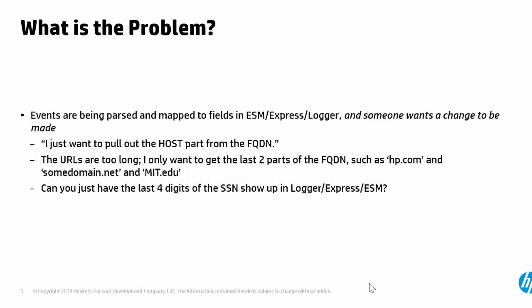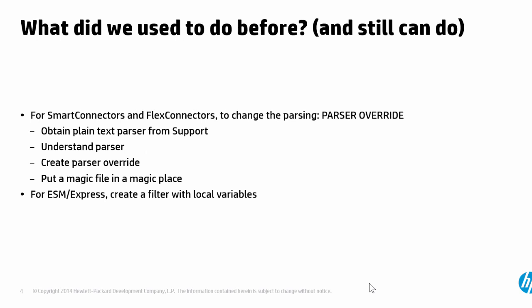So what is the problem? If we want to make a slight change, I just want to pull out certain parts of a fully qualified domain name. I just want the domain name, and it's not coming through in my events. I just want the last 4 digits of a credit card number or something like that. I just want the host of a FQDN, for example.